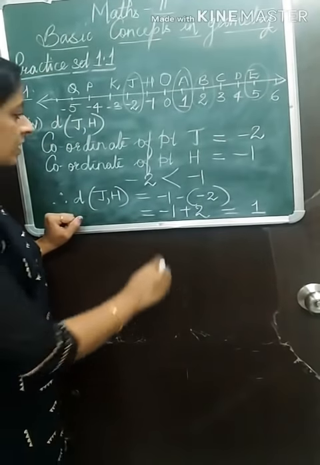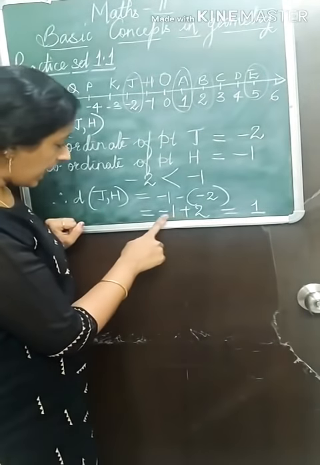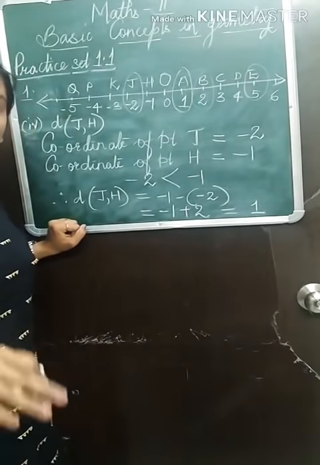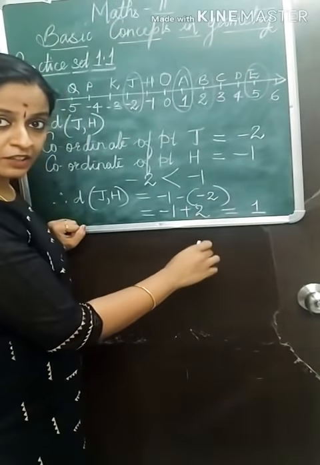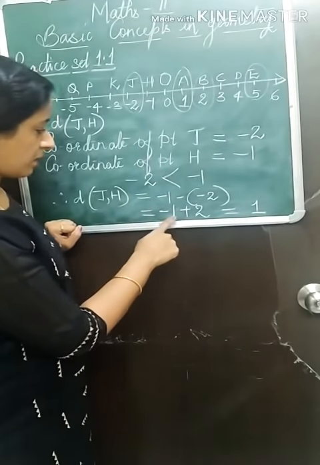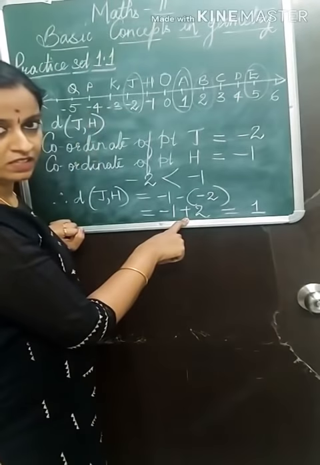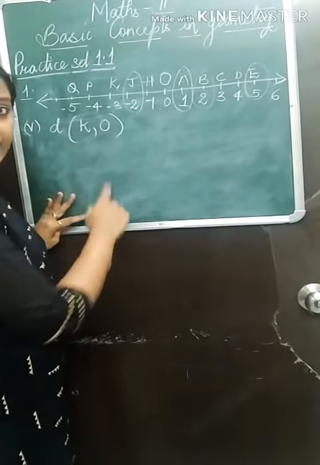Once again I repeat, minus into minus is plus, okay? Again you have minus and plus, minus into plus is minus, so you will do subtraction. 2 minus 1 is 1, after that you have to put the sign of the bigger number. 1 and 2, which is bigger? 2 is bigger and its sign is plus. So plus. Now the fifth sum, distance between K and O.